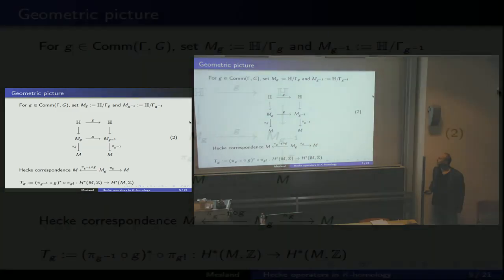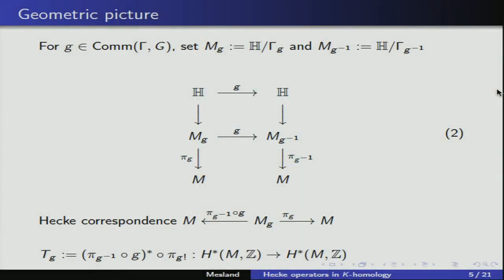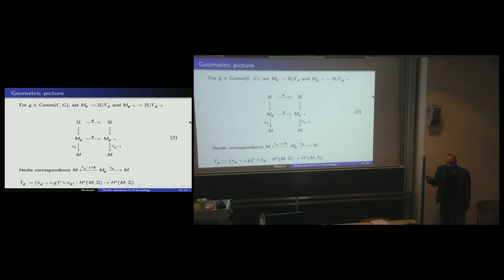And then you define Tg on the geometrically defined homology groups by taking a wrong way map, which you should think of as averaging over inverse images in a homological picture. And you push forward via the second map. So in the geometric picture, the Hecke operators are defined like this, and there's fewer choices involved. It's more canonical to think of it this way.